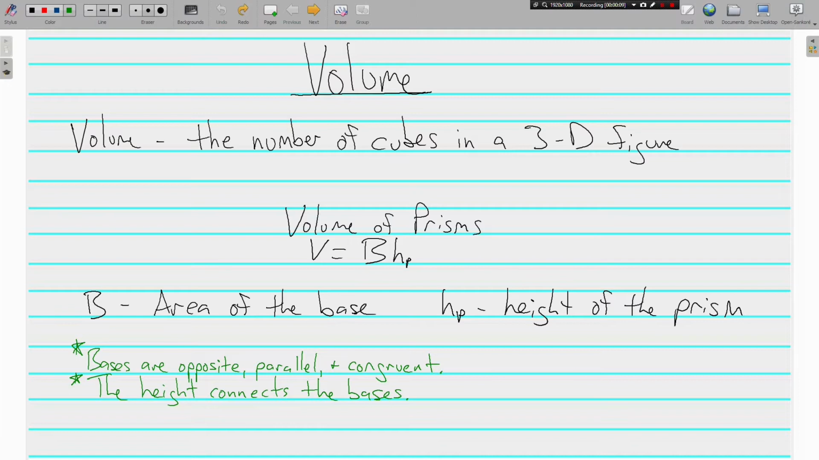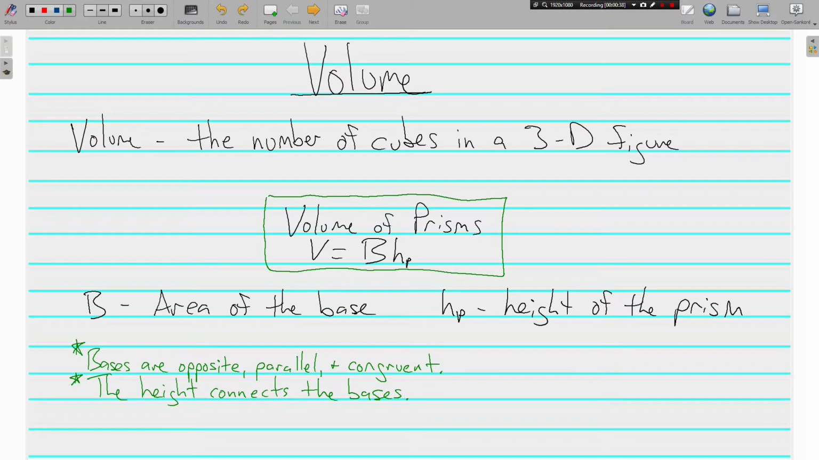Volume is the number of cubes in a three-dimensional figure. Area was the number of squares in a two-dimensional figure. Volume is three-dimensional, so it's how many cubes will fit into a 3D figure. Today we are only going to look at the volume of prisms. You can find the volume of other things, cylinders, cones, spheres. We're just going to look at prisms today.